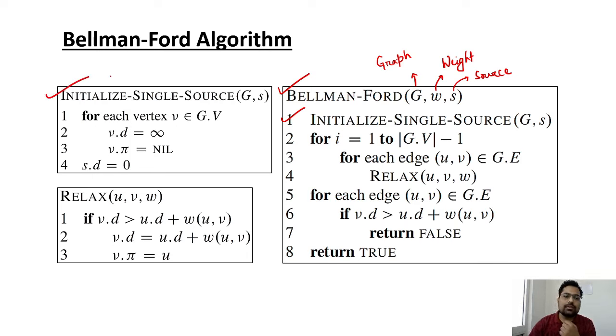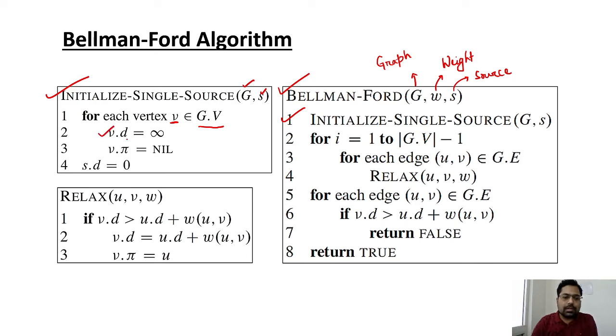So to say A is the source, and within that graph G, we have to introduce small v, where G.V or g dot v represents the number of vertices present inside G. Suppose there are four vertices, the loop will run from i equal to 1 to 4. This is the representation of the pseudocode in the book.